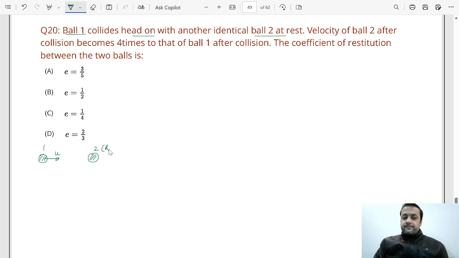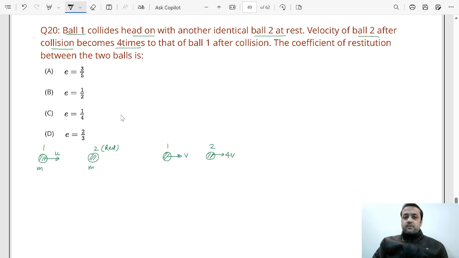So it is at rest. Both will have equal masses because they are identical. Now, after collision, what happens? The velocity of ball 2 after collision becomes 4 times that of ball 1 after collision. That means if ball 1 is going at speed v, then ball 2 will go at 4v. This is what the second line means.